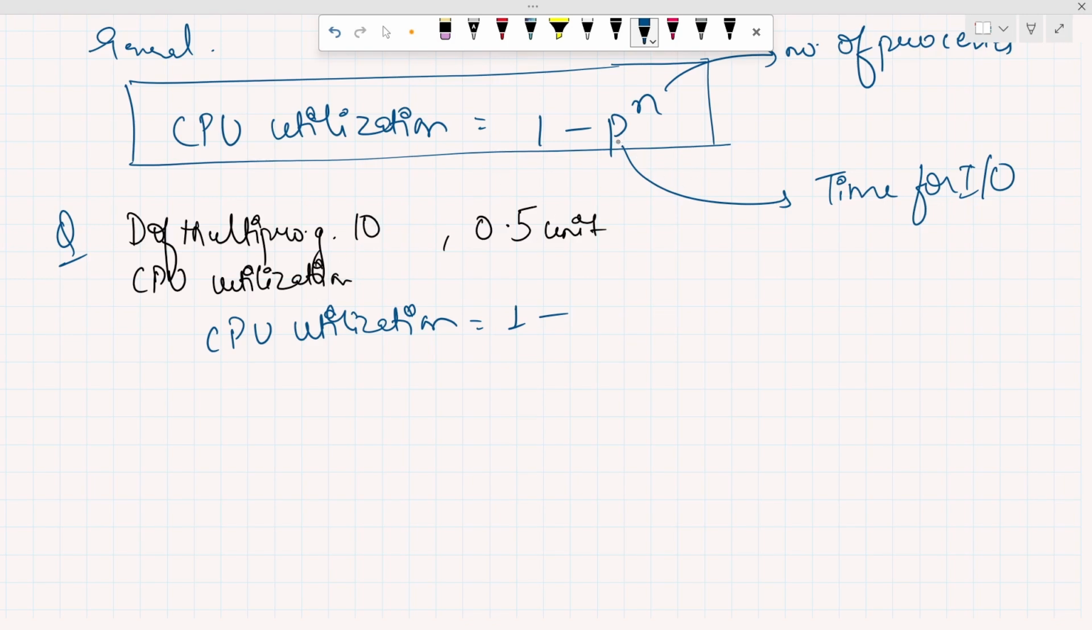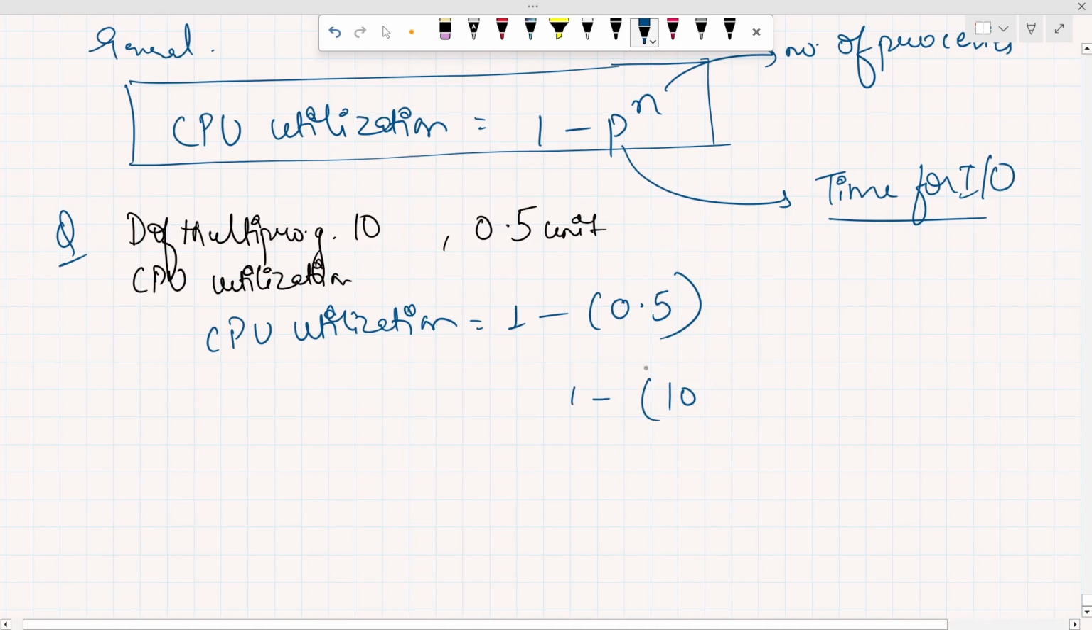Because p is the time for IO operation, which is 0.5 units. Remember this, do not make this silly mistake. If you write 10, you are solving the question wrongly. How can you subtract 10 from 1? You will get a wrong value. So p is 0.5, and n is the number of processes, here 10 processes. So 0.5 to the power 10, and you solve this to get the value.